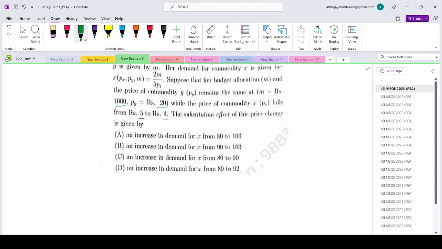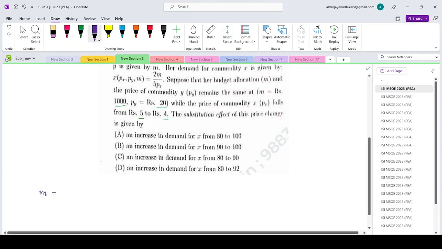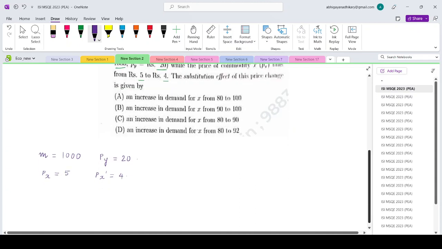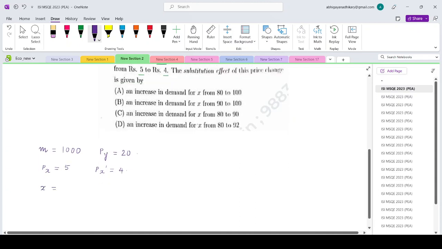So let me write down the information that's given over here. The initial amount of monetary income is given to be 1000 and the price of good Y continues to be 20. The initial price of good X has been given to be 5 and it falls to 4. So Px dash is equal to 4. And the demand is given as X equals 2 by 5 into M by Px.